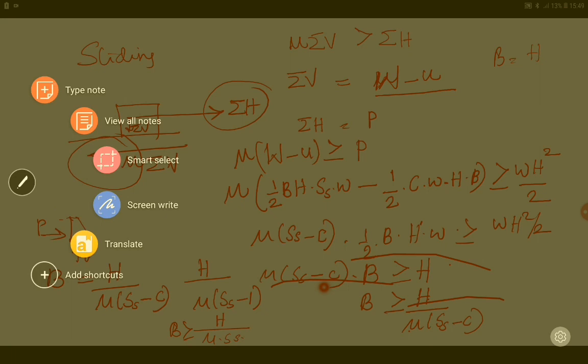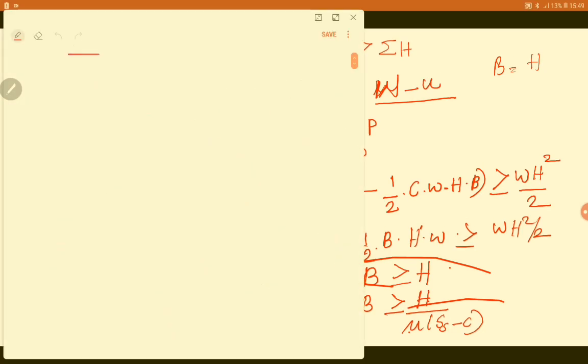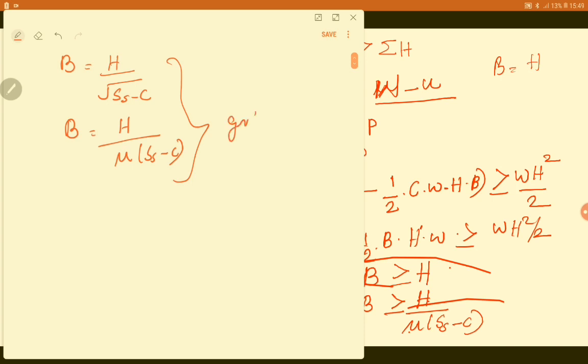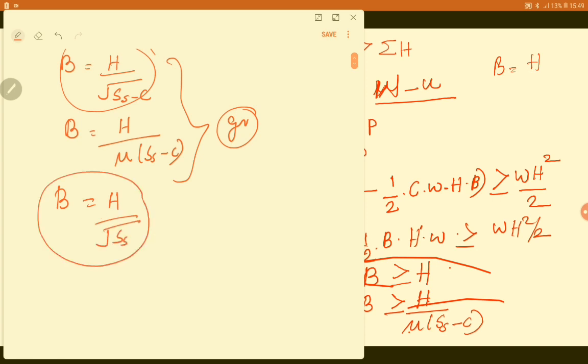What was our first equation? B is equal to H by root of SS minus C. That's our first equation. Here what you got? B is equal to H by mu of SS minus C. You have to compare these two equations and the greatest of it has to be used. But then generally, this one is the general equation; for practical conditions we will be using the equation H by root of SC. This is the practically used equation. For practical purposes you will be using this equation.